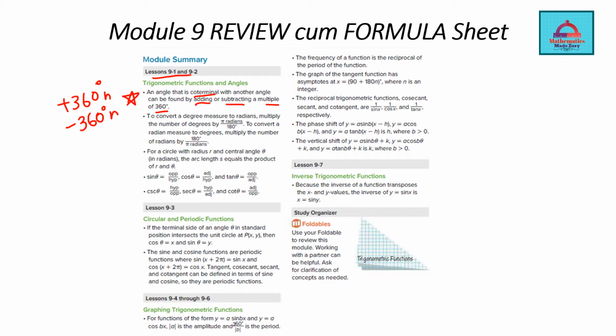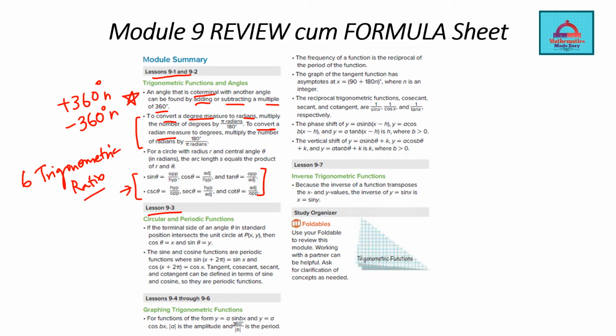Next is the formula to convert degrees to radians and radians to degrees. I will also show you in terms of questions how you can apply this formula. That's why I call this a formula sheet as well. Next is the formula for all the 6 trigonometric ratios. For a right triangle, you can find the 6 trigonometric ratios using these formulas.